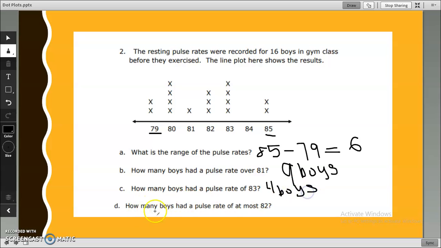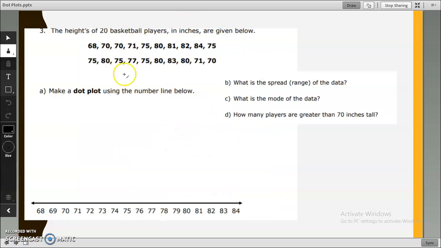And then it says how many boys had a pulse rate of at most 82. So the highest that they had was 82. So this is all the values from here to here. So 1, 2, 3, 4, 5, 6, 7, 8, 9, 10. 10 boys had a pulse rate of at most 82. So the most amount they had was 82. Hope that's okay. All right, so I ran out of space on this one, so I hope this is okay.